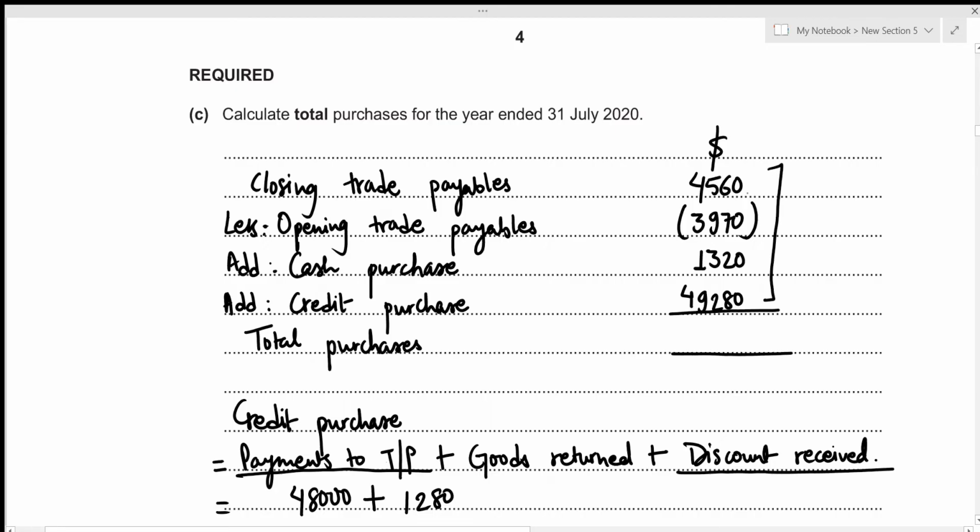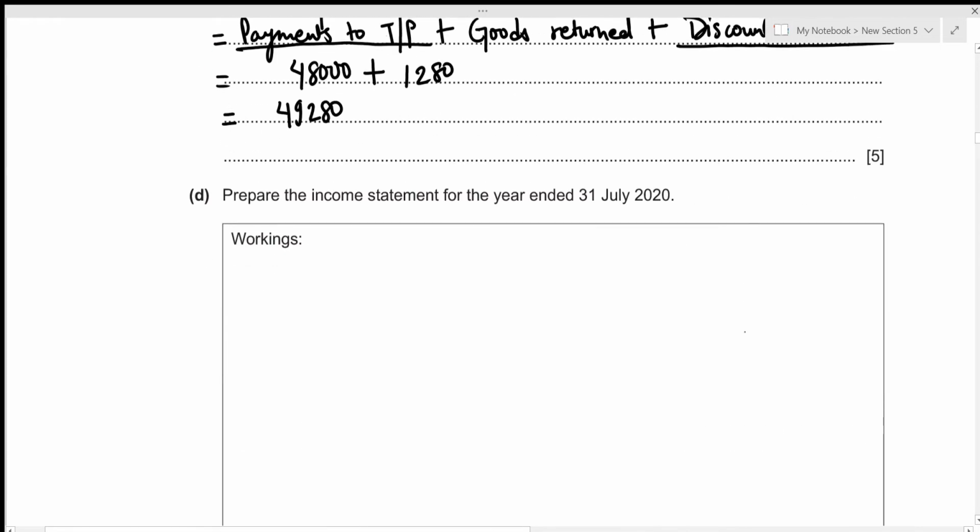So that's going to be 4,560 minus 3,970 plus 1,320 plus 49,280, which gives the total amount to be 51,190. That's the total purchase. So this completes the third part. Let's move on to the fourth one.